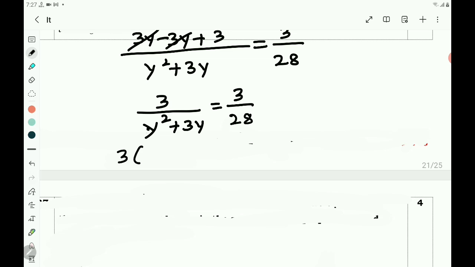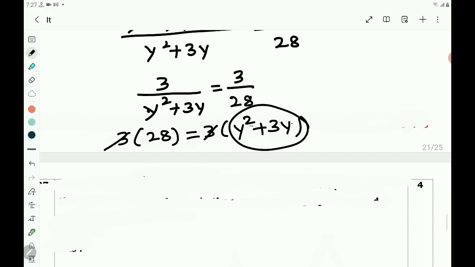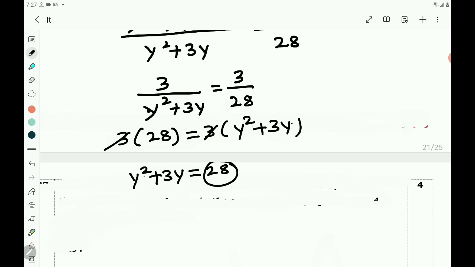3 into 28 equals 3 into y square plus 3y. You can cancel 3 and 3. So you got y square plus 3y equals 28. Transfer this 28 to the LHS to get the standard form of the quadratic equation. You will get y square plus 3y minus 28 equals 0.